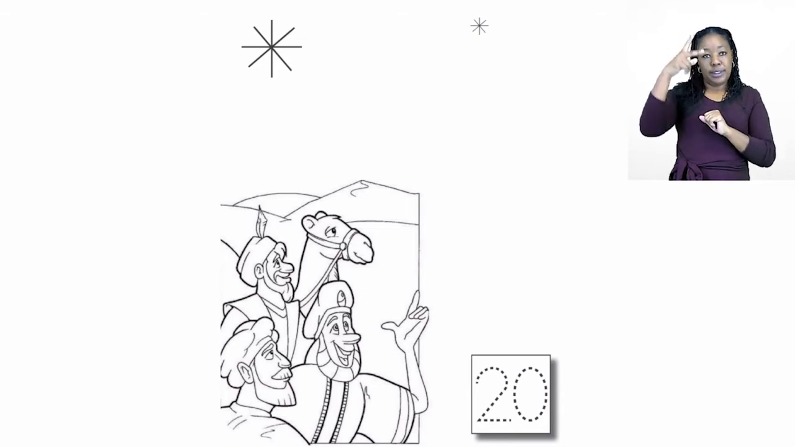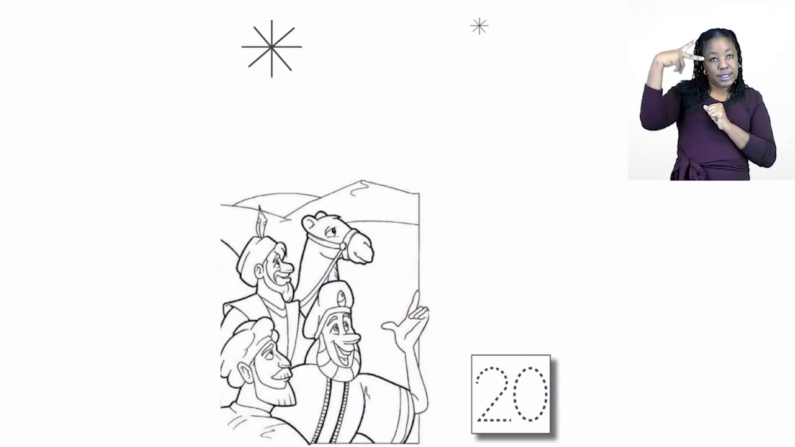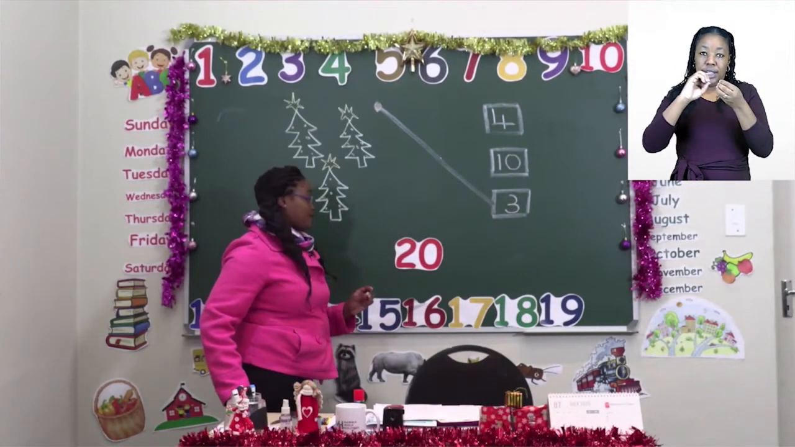Now remember, you are supposed to draw small stars, and they've given you an example there. Can you see the small star? That's lovely. And we are going to also write the number 20. Let's take a look at the board so that we can help each other with the number 20.